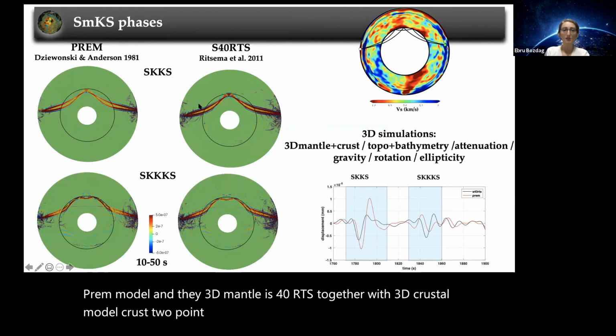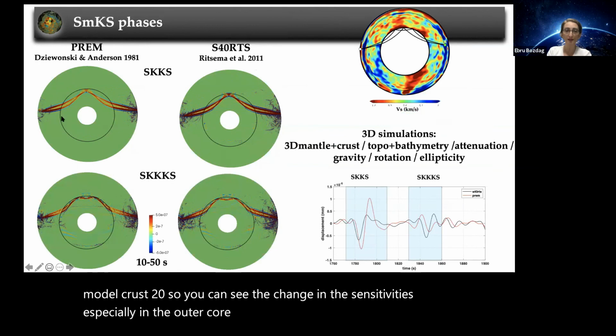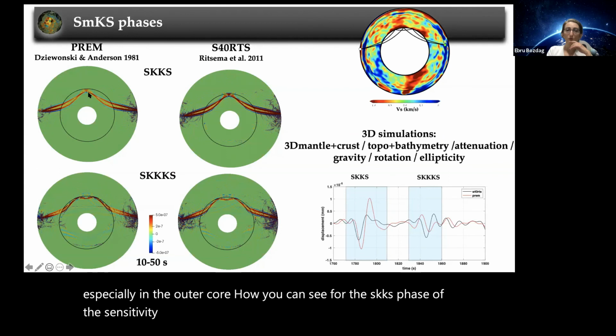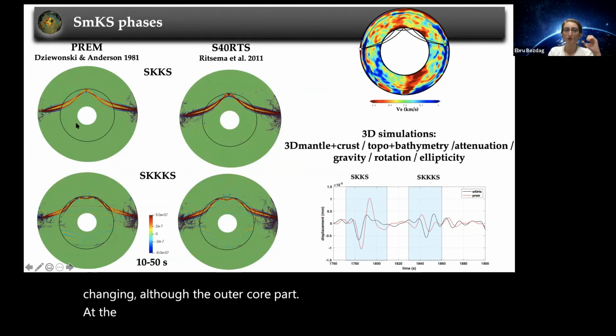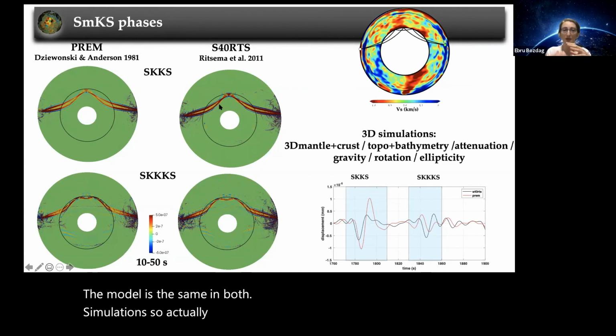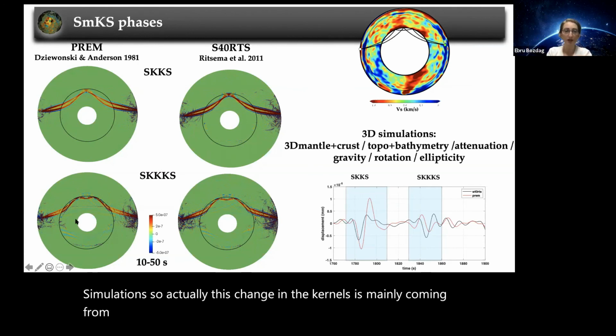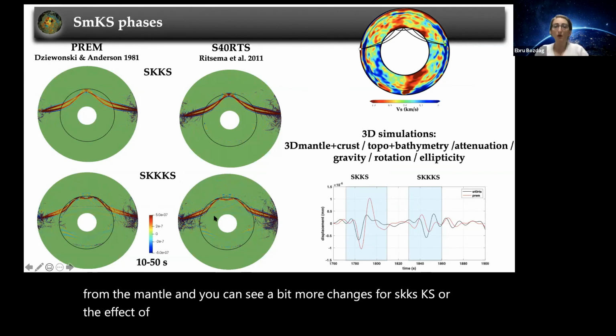So you can see the change in the sensitivities, especially in the outer core, how for the SKKS phase, the sensitivity of the wave propagation within the outer core is changing, although the outer core part of the model is the same in both simulations. So actually this change in the kernels is mainly coming from the mantle. And you can see a bit more changes for SKKKS, or the effect of mantle heterogeneities on the outer core part of simulations.